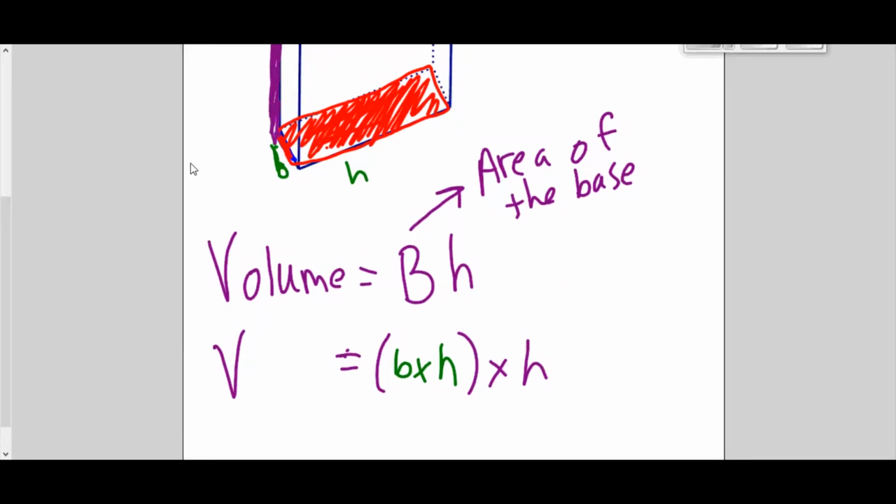So take a second and get this one copied down. If you need to pause the video, go ahead and do that.